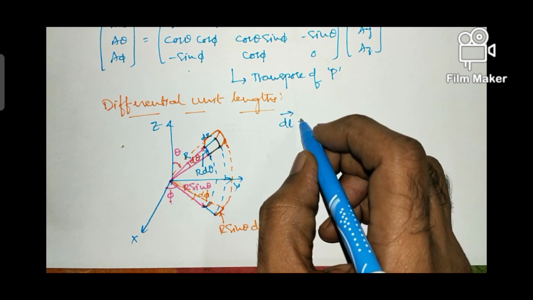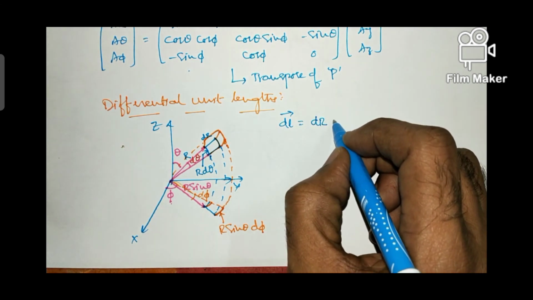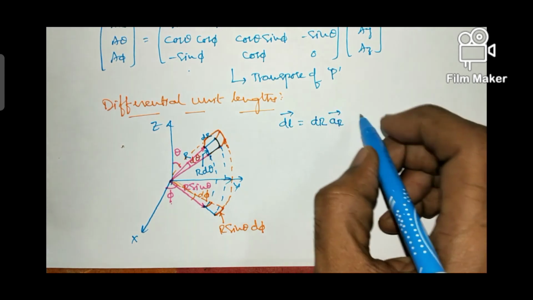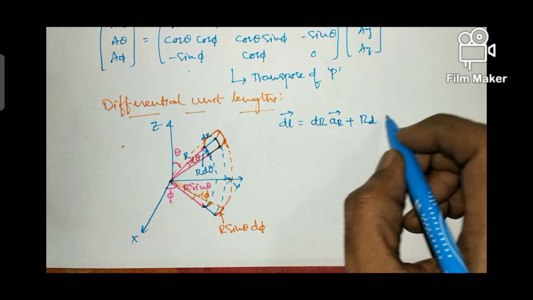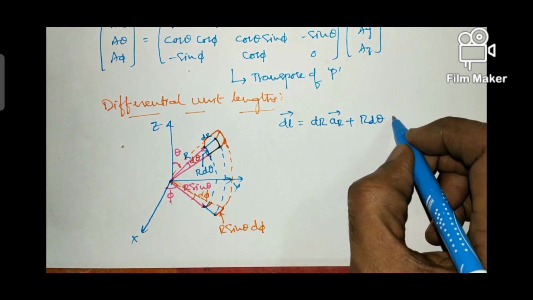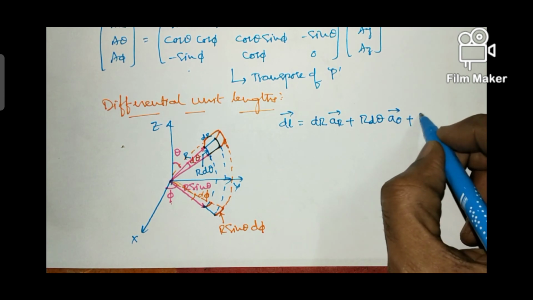So let me write down the differential element length dl bar as equal to dr along ar bar plus r d theta along a theta bar plus r sin theta d phi along a phi bar.